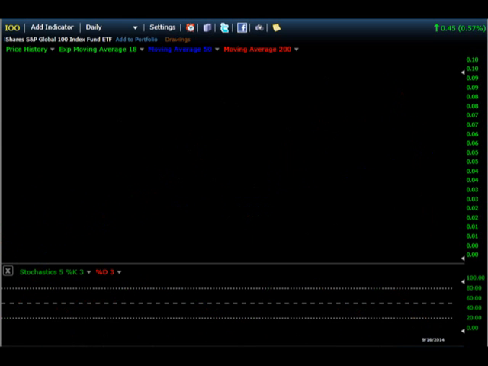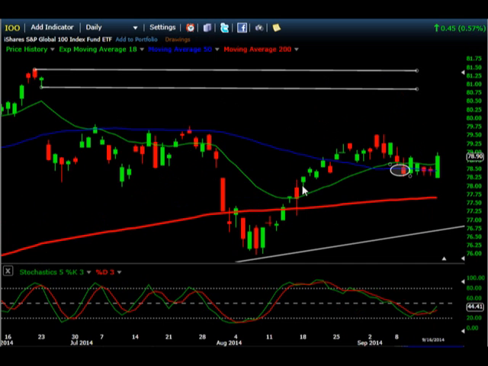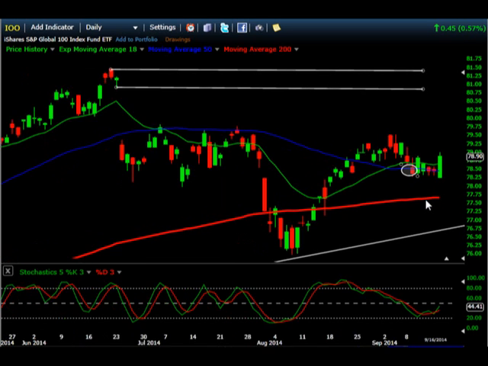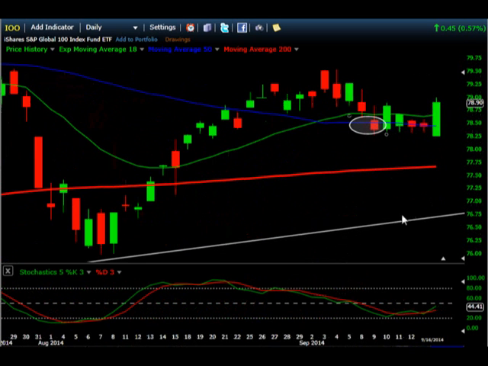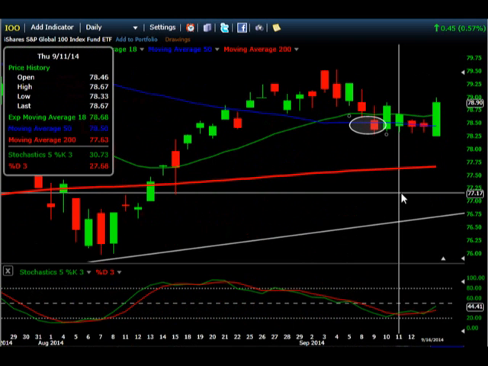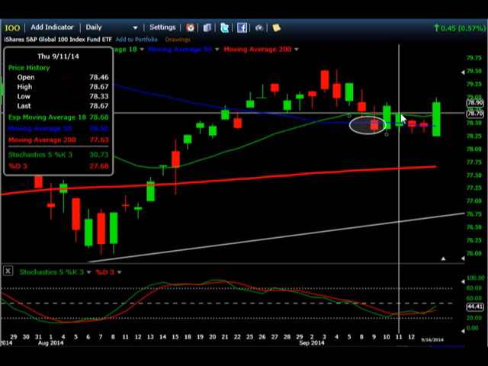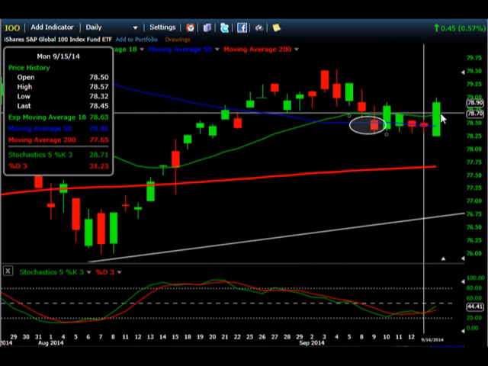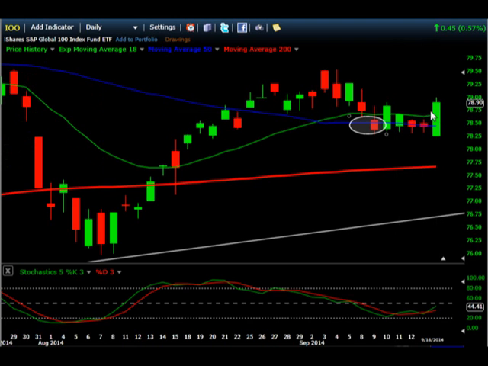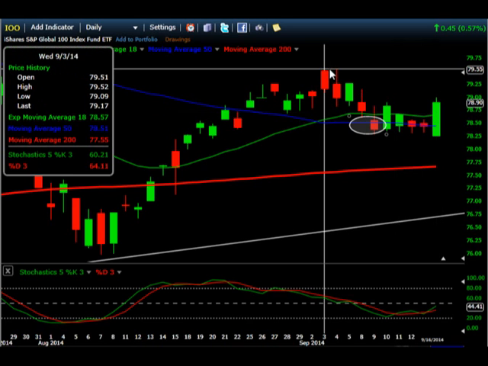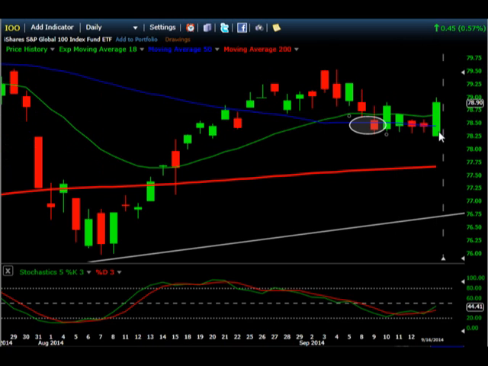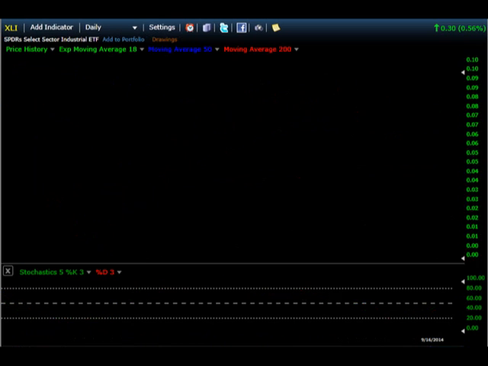And S&P Global, you can see here we've broken up. Zoom in a little bit, and we crossed right above here, which represents here. So this is a good entry point with the first target right there. So that's an idea. And let's see here. Okay, next one.